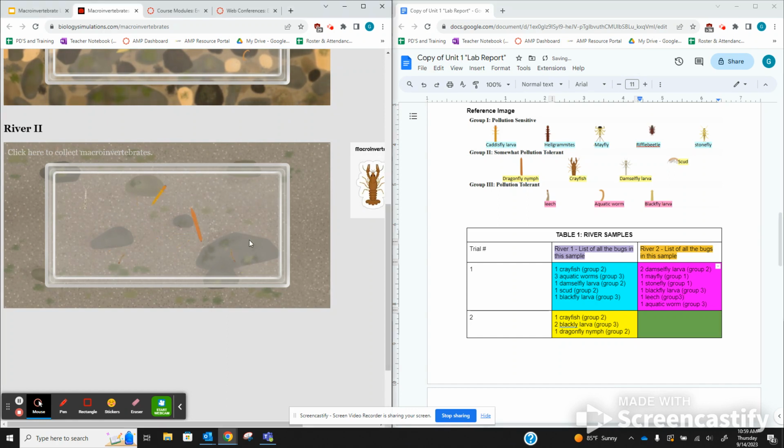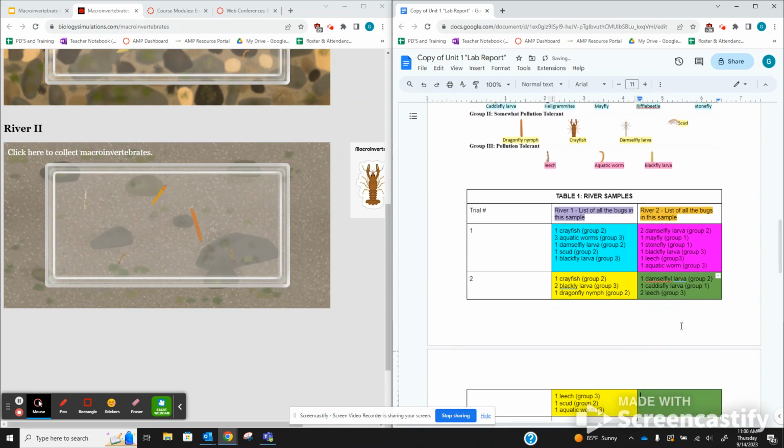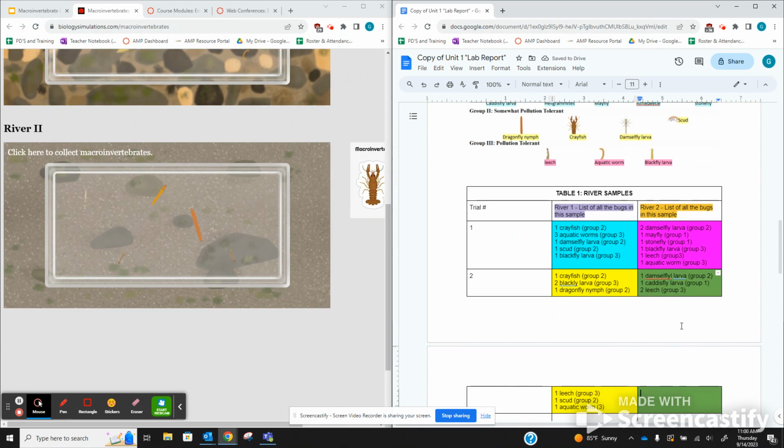All right, I'm going to do one more sample. Here I've got one damselfly larva, group 2, one caddisfly, which is group 1, 2 leeches, and a dragonfly nymph. Okay, so now I'm done with taking my samples.